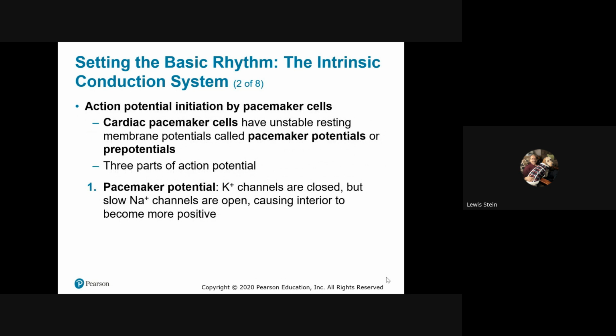Again, the SA node, the AV node, the bundle of His or AV bundle, which again is the only connection between the ventricles and the atria themselves, and all of that.